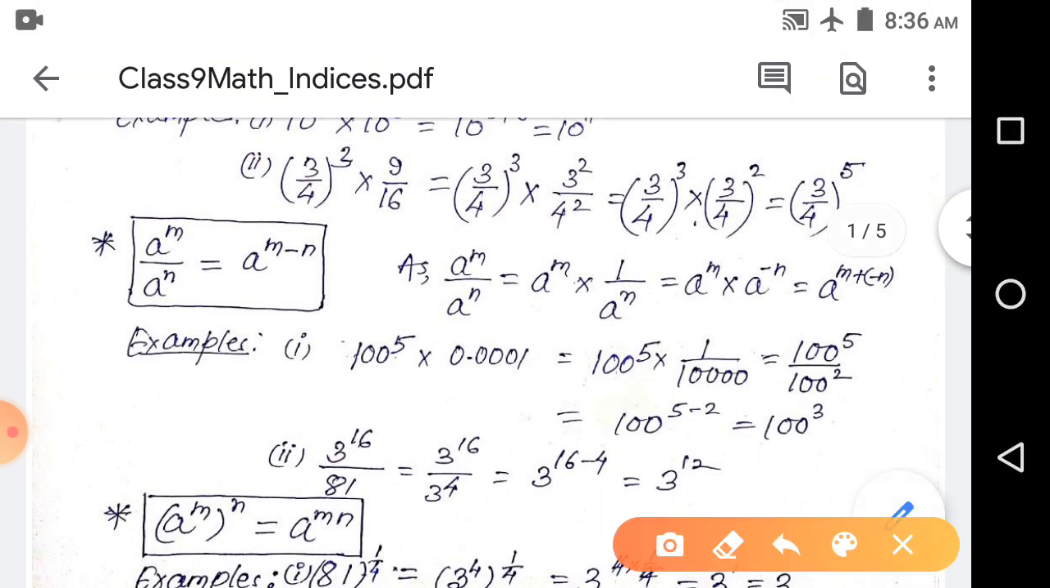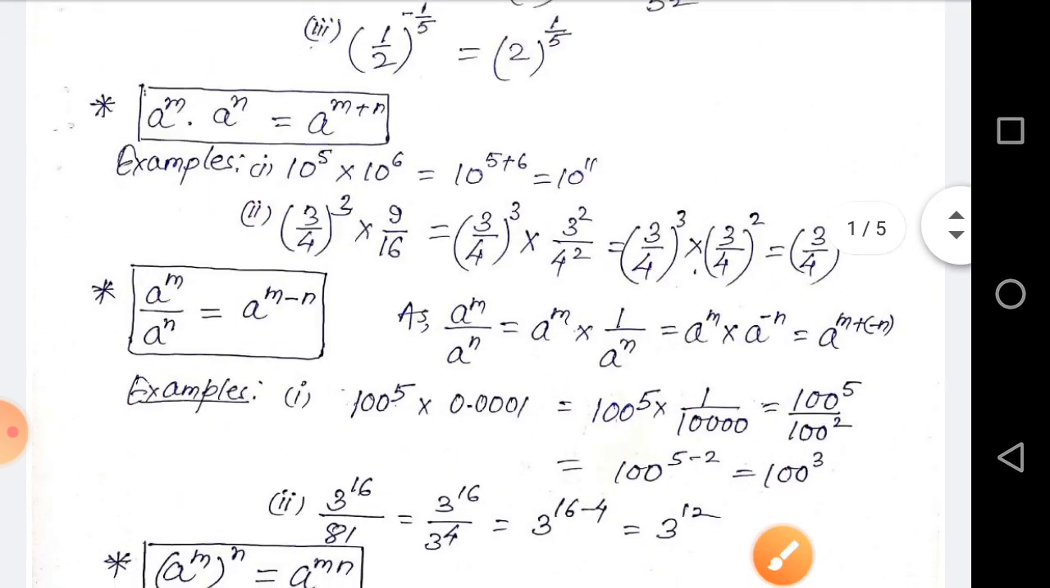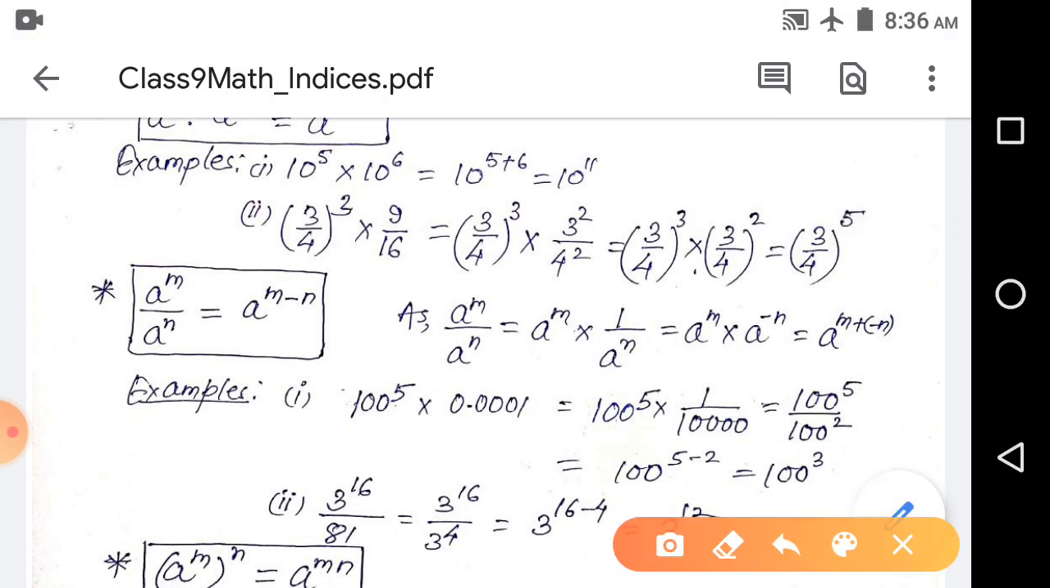See the next formula. Here we have two terms with the same bases but different exponents divided together. Then we will take the same base and subtract the indices. If we follow the previous formula, then we can easily understand this also. See, we have a to the power m by a to the power n. This can be written as a to the power m into 1 by a to the power n, and this 1 by a to the power n can be written as a to the power minus n.